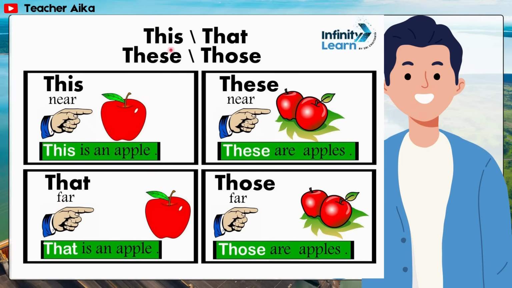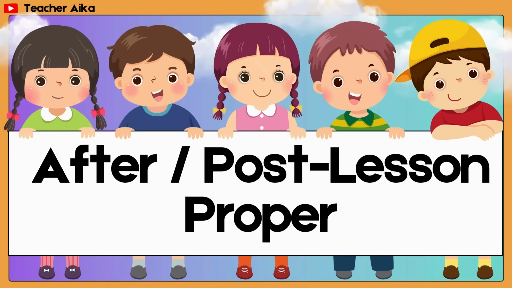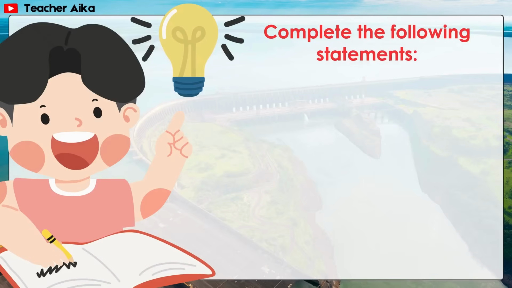This, that, these, those. This is for near. This is an apple. These for near. These are apples. That far. That is an apple. Those far. Those are apples. Complete the following statements.